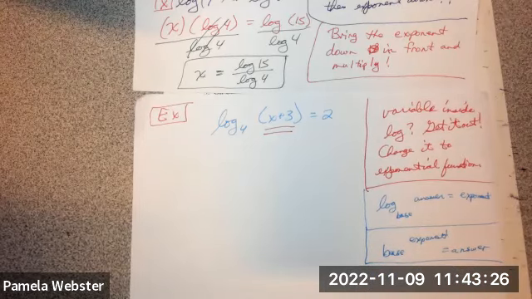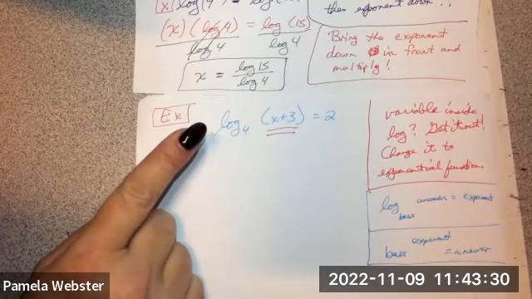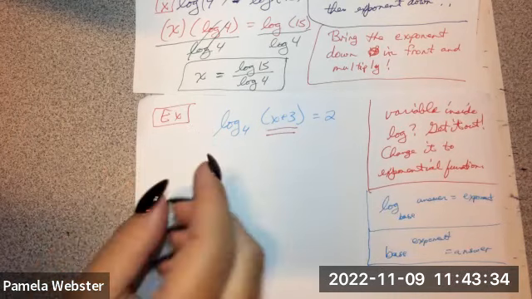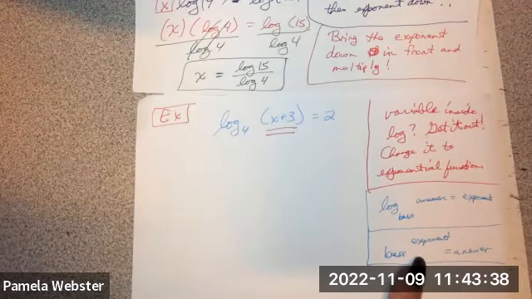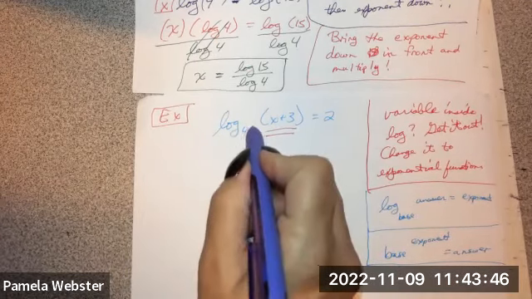So this is a problem where I need to rearrange stuff. The variable is inside of the log. I can't do anything with it like that when the variable is inside of the log, so I need to pull it out. I'm going to do that by changing the way it looks. I'm going to make it look like an exponential function. So I come back here and I say, what was my base? Well, the base was the 4, right?